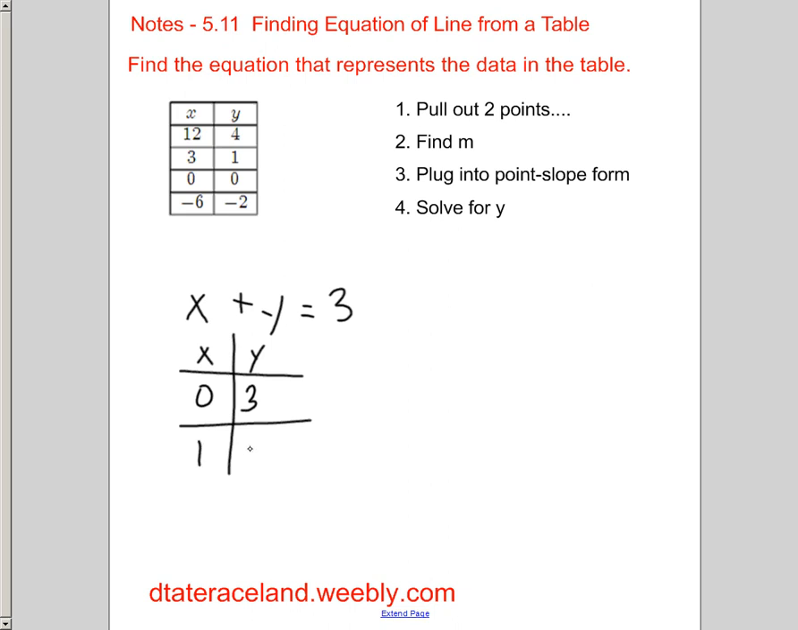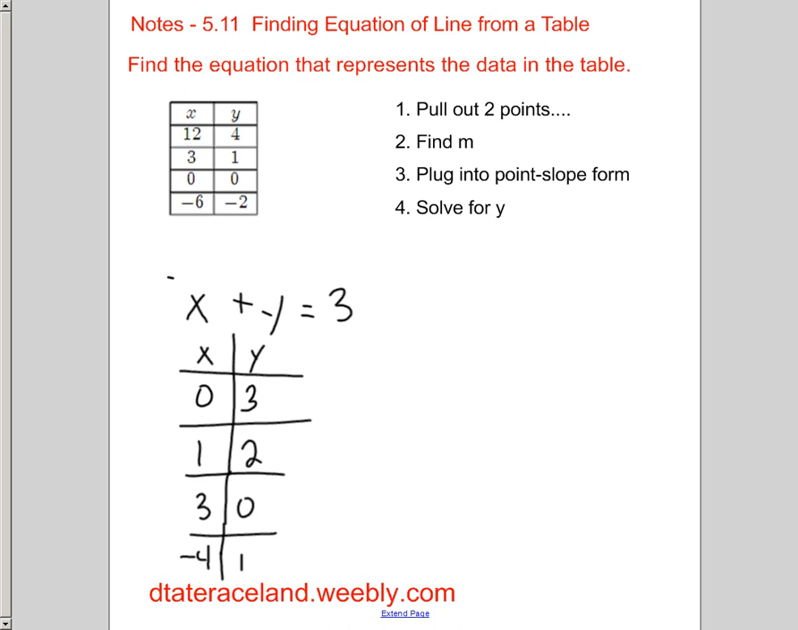What about 1 and 2? Yes, 1 plus 2 equals 3, so that's another point on this line. 3 and 0, that's another point that's on this line. This time the x is 3 and the y is 0. What about negative 4 and 1? So this works. Negative 4 plus 1 equals 3. So we've made our own XY table, very similar to this.